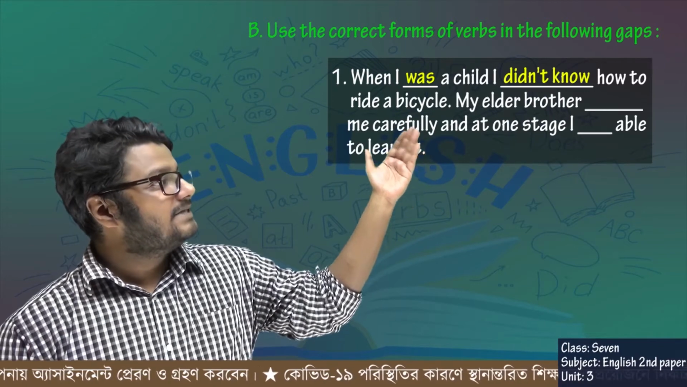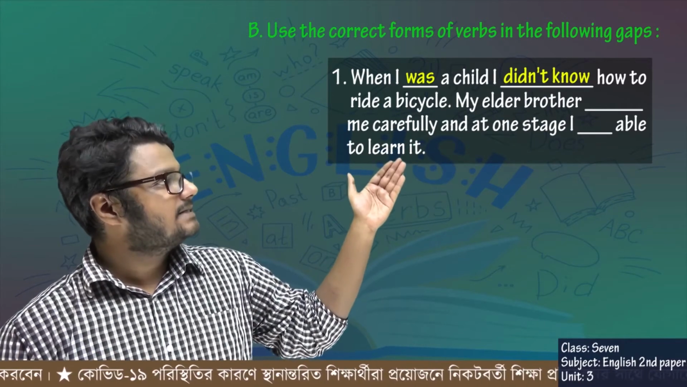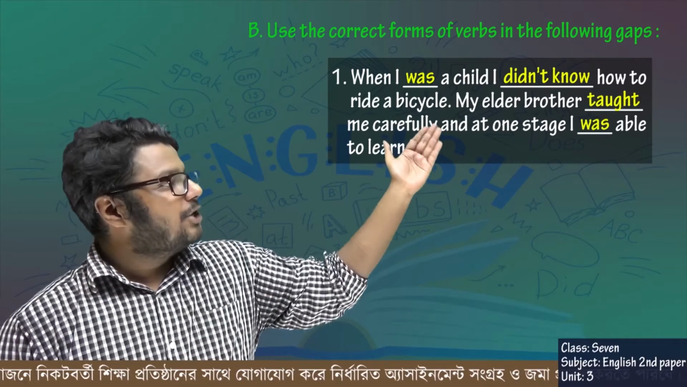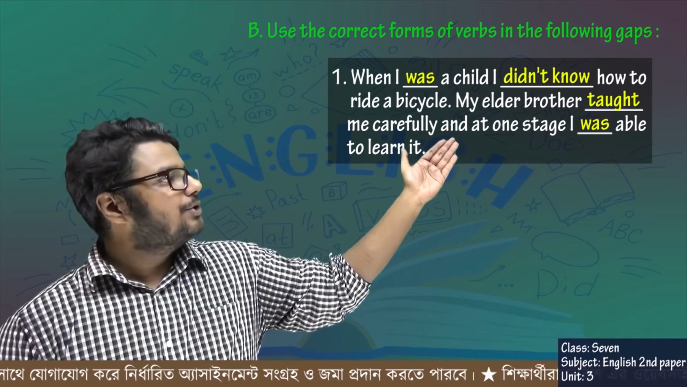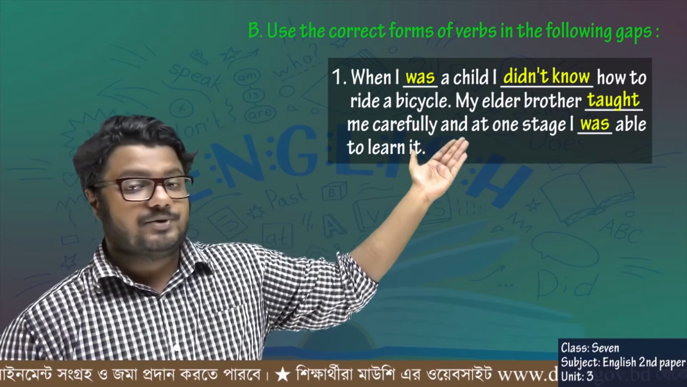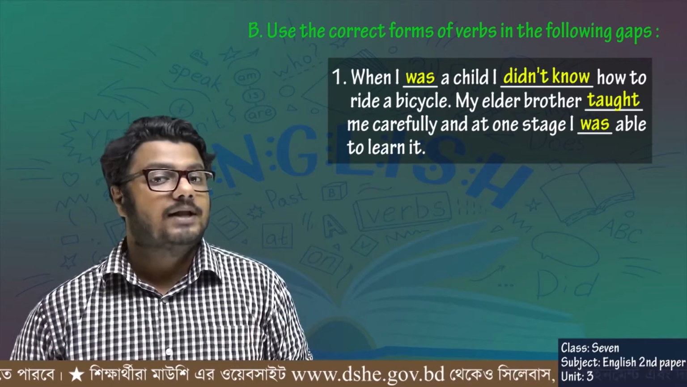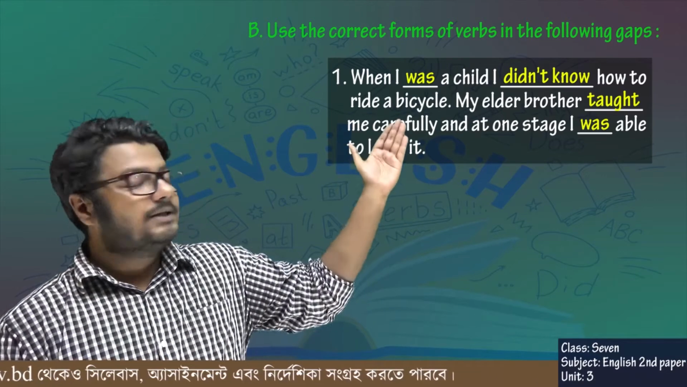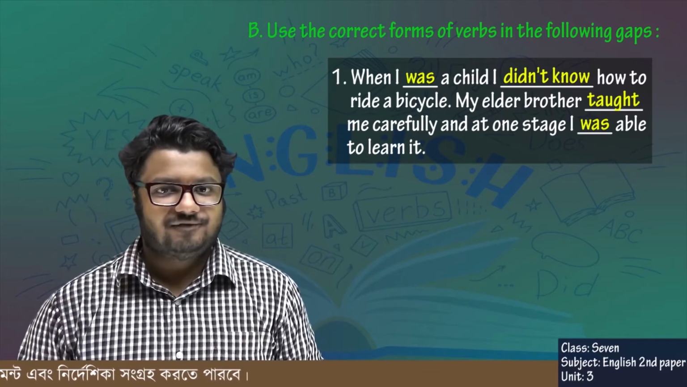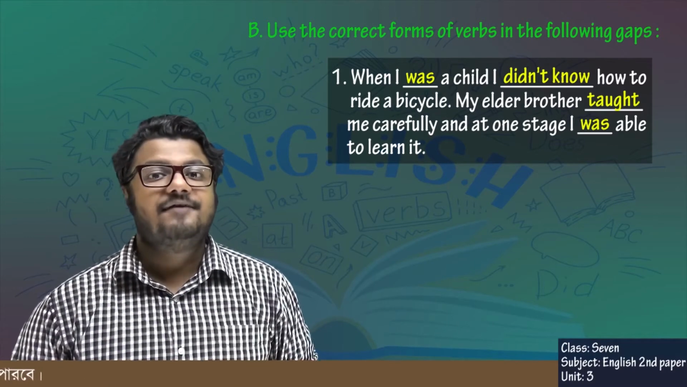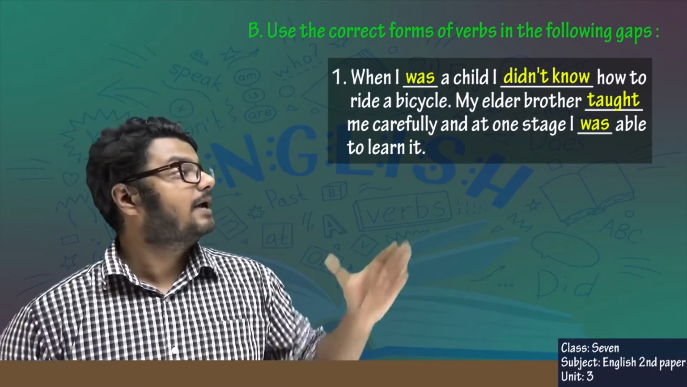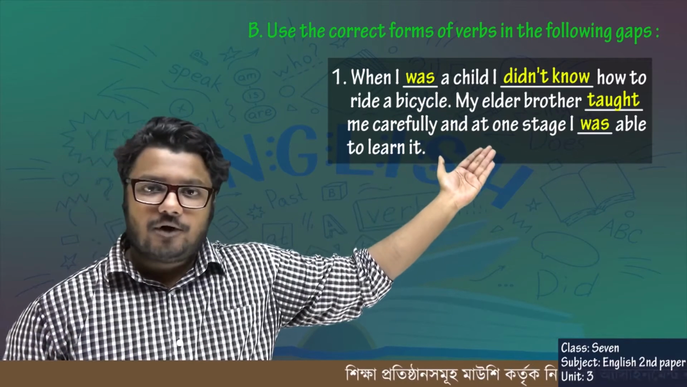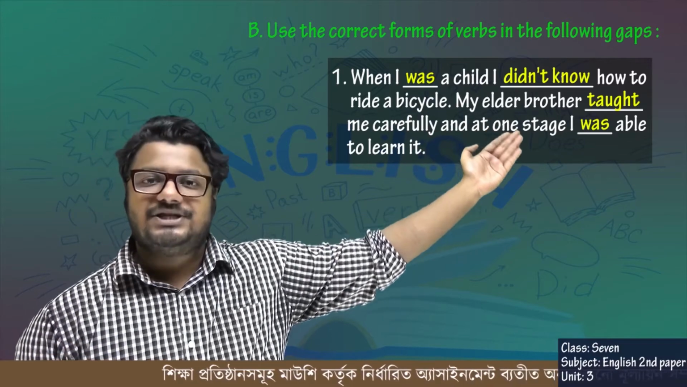My elder brother ___ me carefully, and at one stage I ___ able to learn it. So the answers will be taught and was. So the sentence will be, my elder brother taught me carefully, and at one stage I was able to learn it. See, all these sentences are in past indefinite form, and that is why we have to put the past form of the verb in the gaps. Was, taught are the past form of the verbs is and teach.